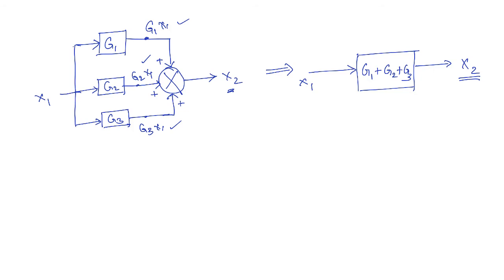What will happen if one of the signs is negative? That means let us say this G2 we take negative. Then correspondingly here you will take G1 minus G2. As simple as that. One more important technique is, let us say you have a feedback loop. This is a block.